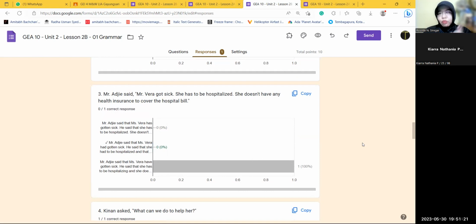When it's verb one, so has, you need to change it into verb two, had. When it's verb two, had, you need to change it into verb three. It means that you need to use had. Okay. The example is Mr. Vera got sick. It means that this is in the past tense, right? You need to change it into past perfect. Past perfect means using had.